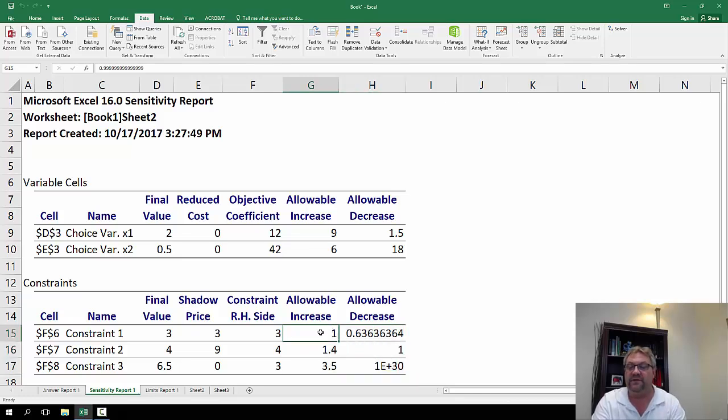So for this shadow price to remain valid, I can only increase constraint 1 by 1 unit or decrease it by 0.636 units, right? For this shadow price to be valid, I can only increase constraint 2 by 1.4 units or decrease it by 1, right? And then, of course, for this shadow price to remain valid, I can increase it by 3.5.